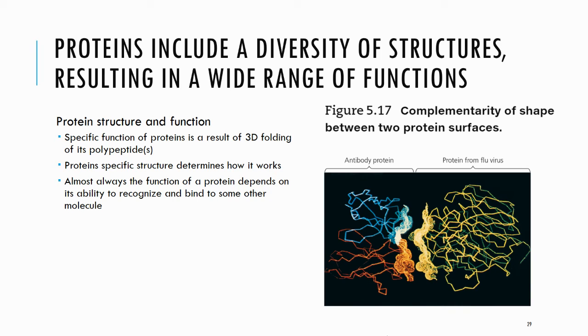Next, we're going to talk about protein structure and function because they are super picky. So the specific function of proteins is a result of the 3D folding of its polypeptides. Protein specific structure determines how it works, because a protein's function almost always depends on its ability to recognize and bind to some other molecule. So the example here is an antibody protein that needs to be able to bind to a protein from the flu virus to help our immune system do its job.